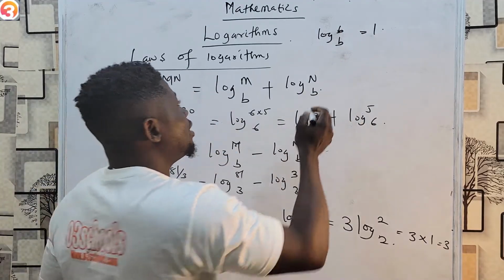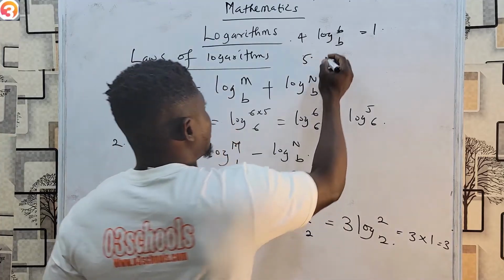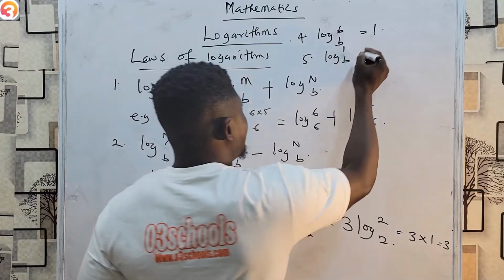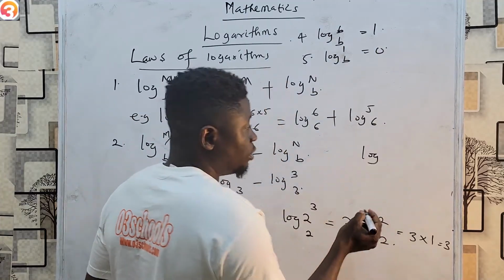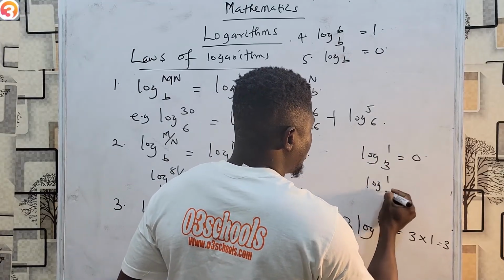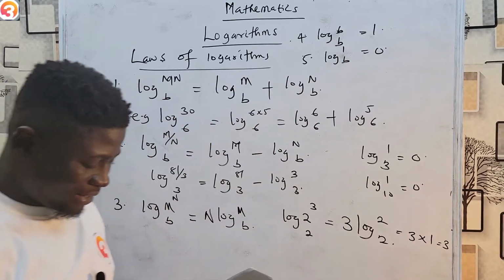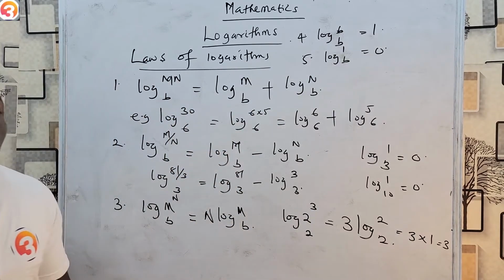Then we also have this number 4, then number 5, the last one: logarithm of 1 to a base is 0. So if you have, for example, log 1 base 3, that is 0. Log 1 base 10 is 0. Logarithm of 1 to any base will give you 0. So these are the fundamental laws of logarithm.